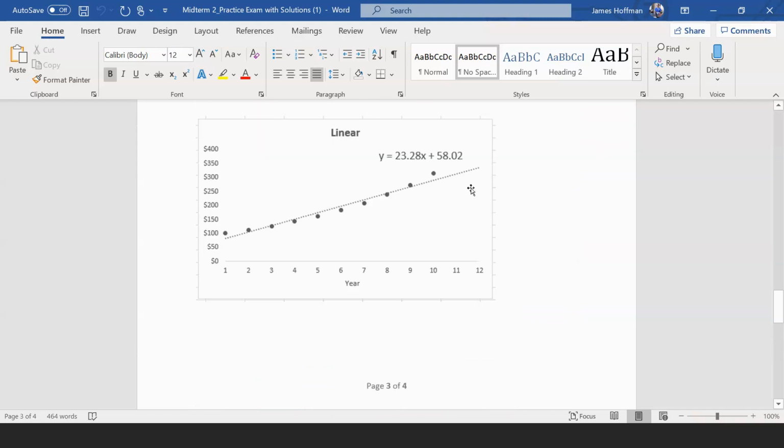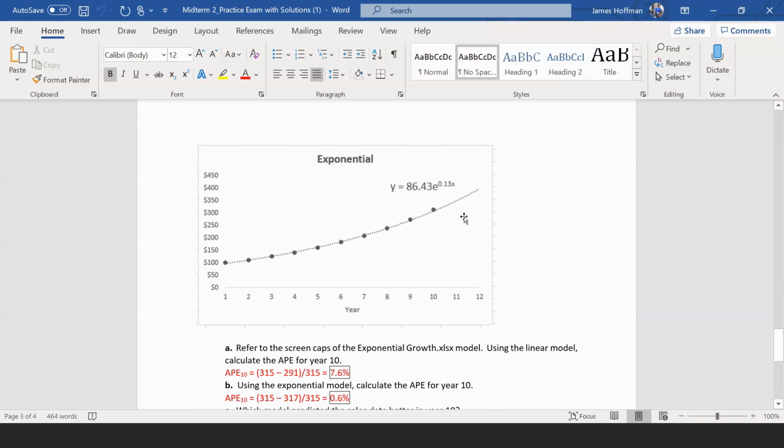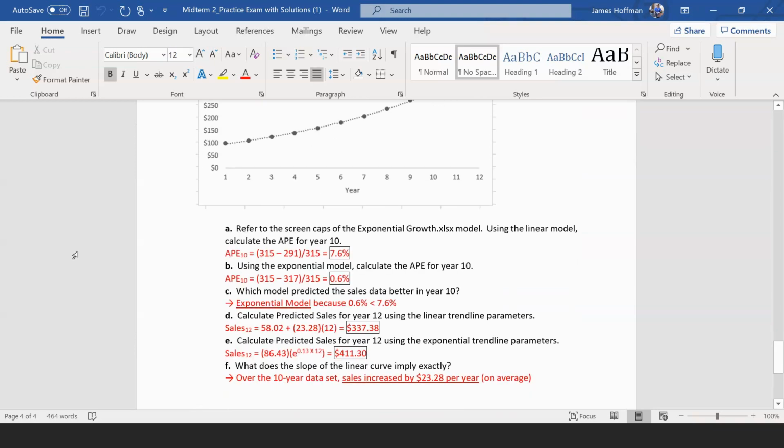Alright, so again, all the black dots are the actual data points, and we're trying to extend the trend lines for 2 more years in the future for years 11 and 12. So this is extending the trend line for the linear, and this is extending the trend line for the exponential. So which one is a better predictor of the past data? And that's what we're going to figure out. Alright, part A is, using the exponential model and the linear model, let's calculate the APE for year 10.